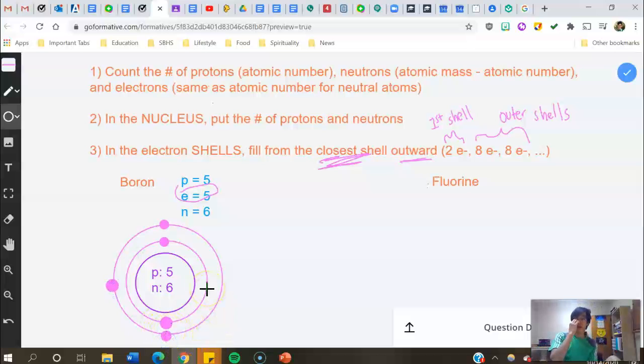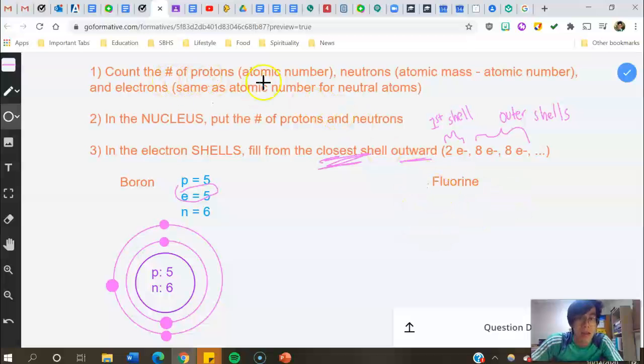Okay, and that's my Bohr diagram of boron. That's what it looks like. We have 5 total electrons and 3 on the outermost shell, which is going to be important for the next lesson. All right, so now let's look at fluorine.